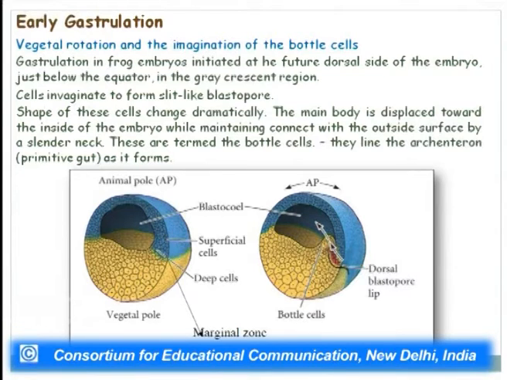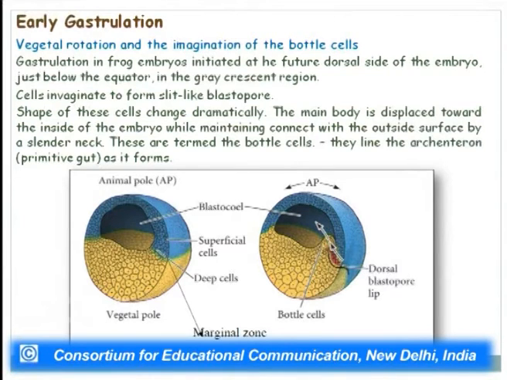The main body of the cells is displaced towards the inside of the embryo while maintaining connection with the outside surface by a slender neck. These are termed the bottle cells, and they line the archenteron as it forms. So, the first cells to start the invagination are this bunch of bottle cells, and their shape changes, which is why they are termed bottle cells: they have a wider base lying inside with a slender neck outside, and because of this slender neck, the space is created and it becomes a slit-like blastopore.